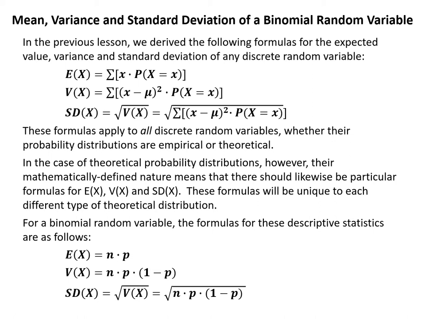The formula for the variance of x is equal to n times p times 1 minus p, and the standard deviation equals the square root of n times p times 1 minus p. In other words, the square root of the variance.